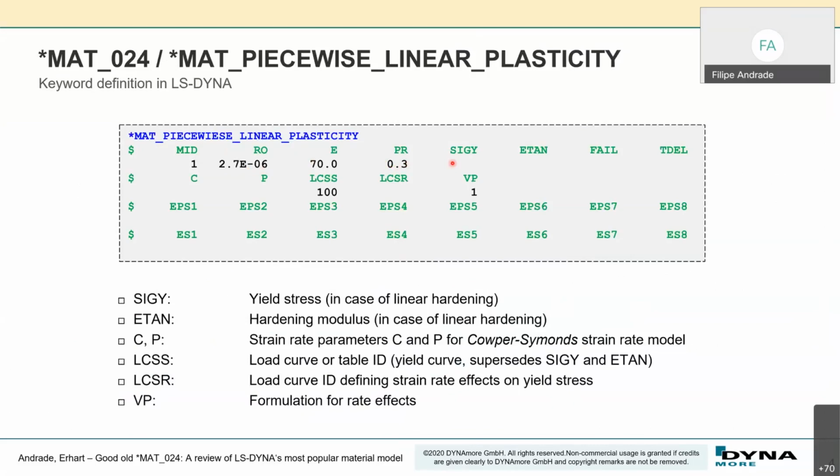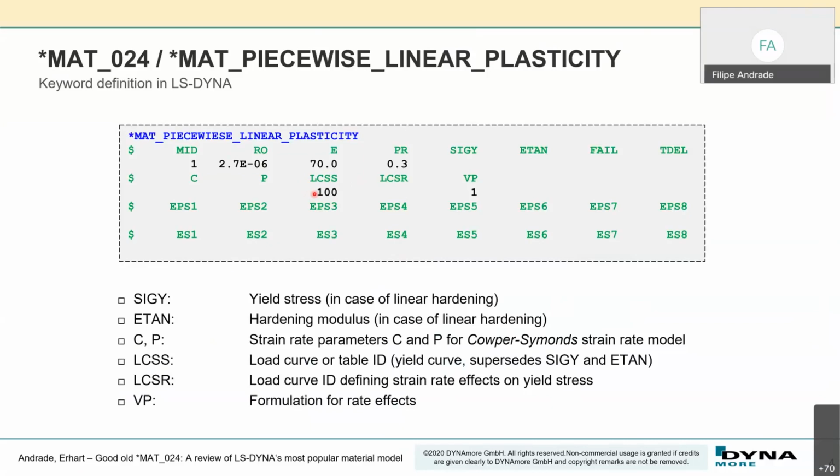Then you have sigma y, which is the yield stress, and E10, the hardening modulus, but only in case you want to use a simple linear hardening rule. If you want to use something else, my big recommendation is to use a load curve. So you can put the ID of this load curve here. In LS-DYNA, that's the stress-strain curve, the true stress, true strain curve for the plasticity.